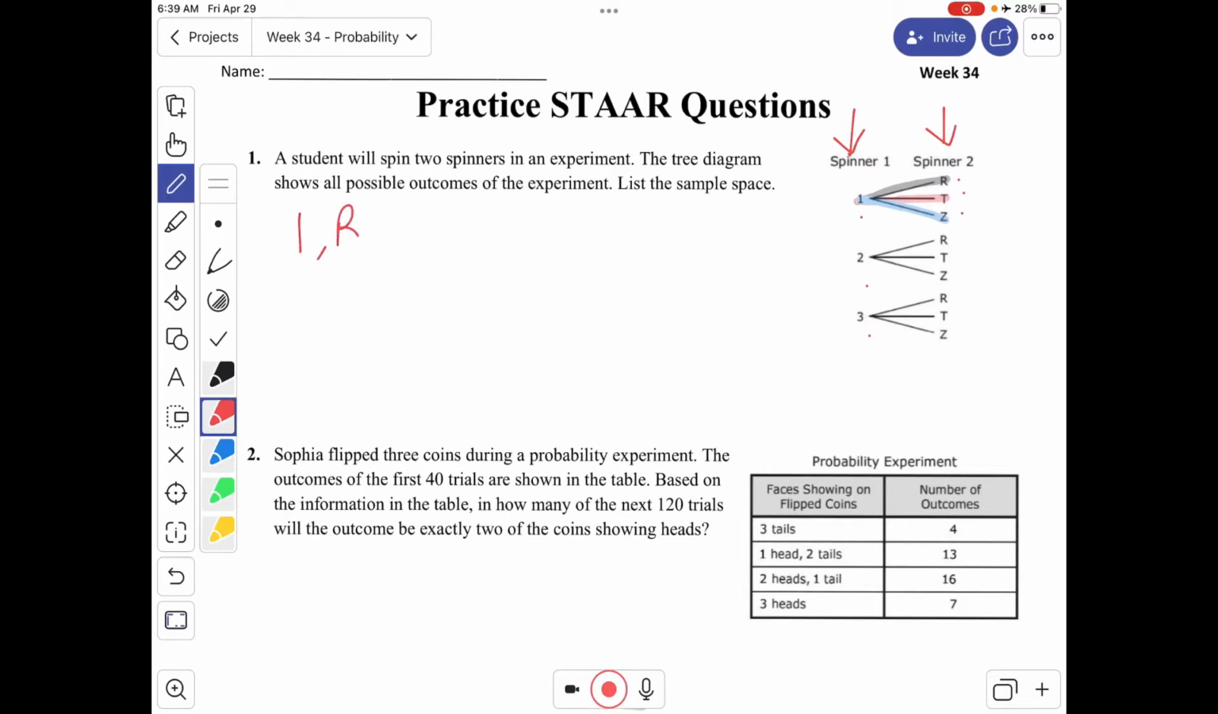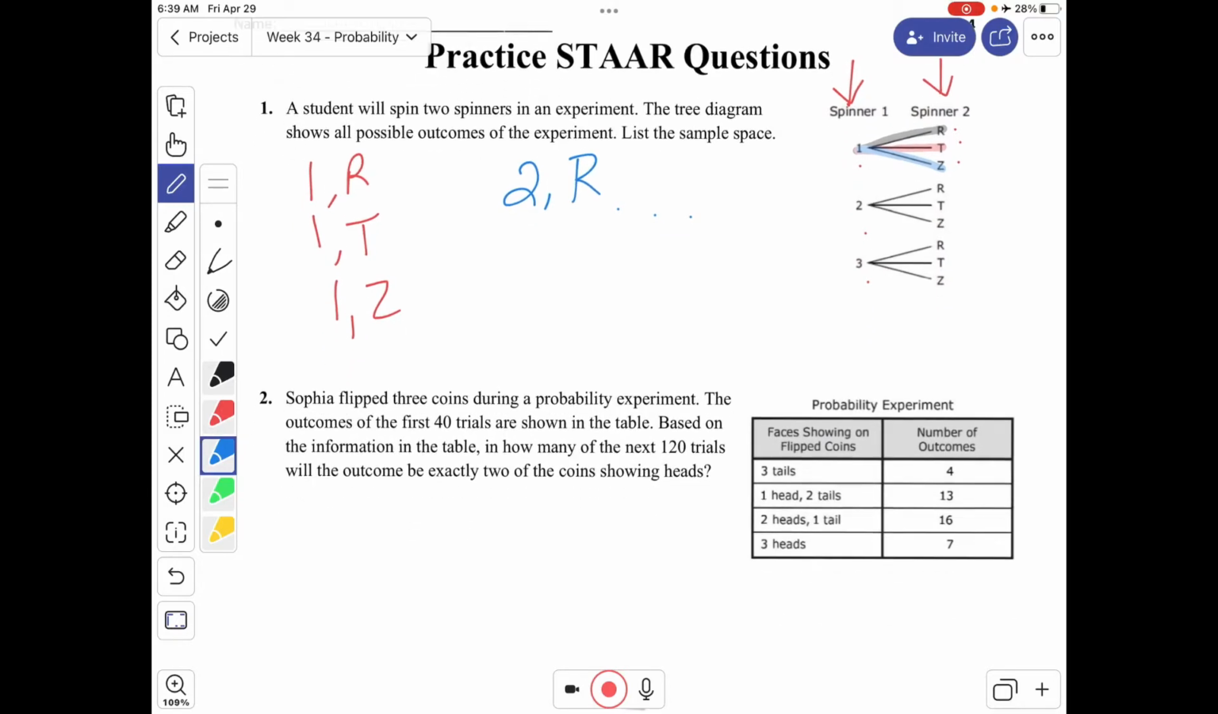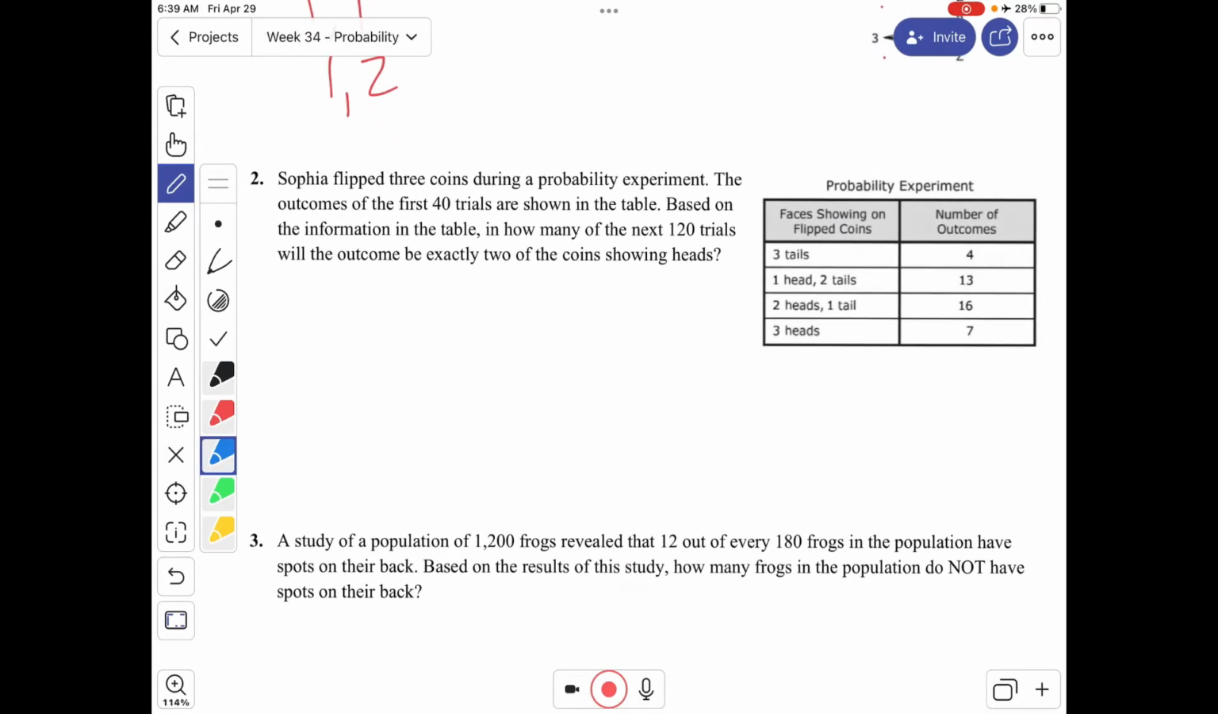1 and R, or 1 and T, 1 and Z, and so on. And do the same thing for 2. I could get 2 and then R, and then so on. List all the possibilities. Number 2, Sophia flipped 3 coins during a probability experiment.